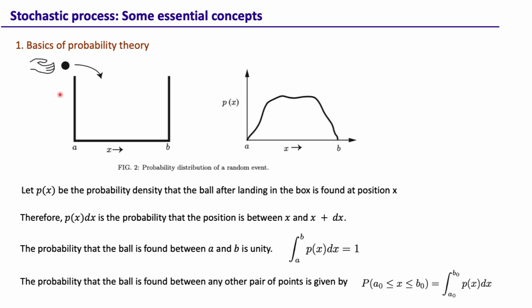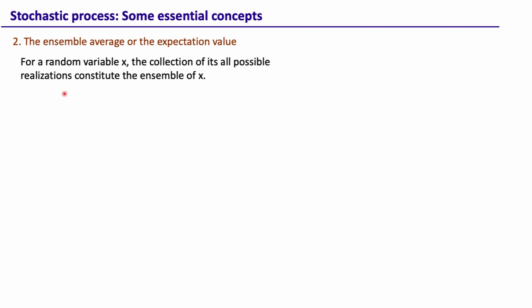Okay, now the other concept that is very useful and is actually at the core is the concept of ensemble average. Since it's a random process, we cannot find out what happens with the process. So all that we can find out is through what's called the ensemble average. Now what is the concept of ensemble? For a random variable, let's say x, the collection of all its possible realizations constitutes the ensemble of x.